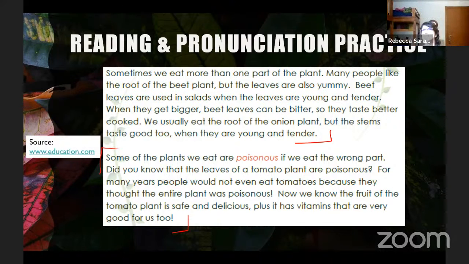Oh, tender means soft, basically. Okay, miss. So it's the opposite of hard.